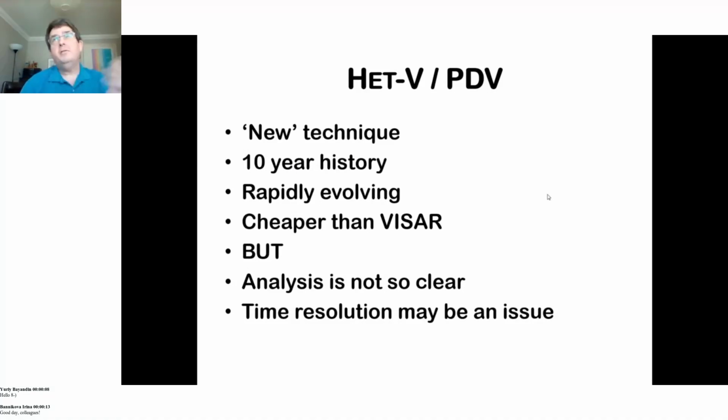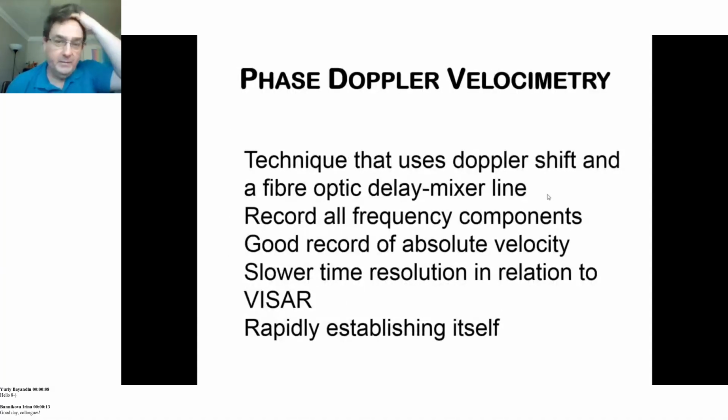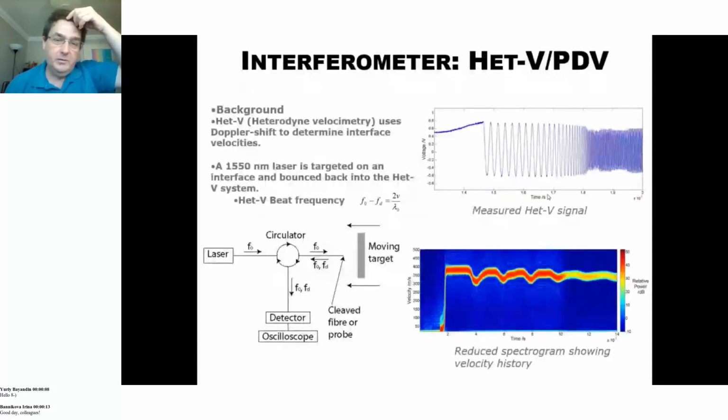Analysis algorithms are not so clear. Nobody's really decided on the absolute analysis program. There are a number of analysis programs that give very similar results. It uses the Doppler shift of a system. And the idea here is you could have a moving target and a thing called a circulator, and there's a Doppler shift at the moving target. You then send that shifted light, combine it with light from the laser, send it to a detector, and measure a velocity versus time.